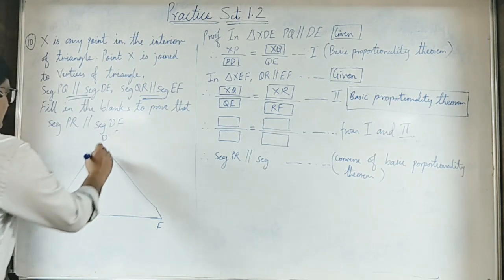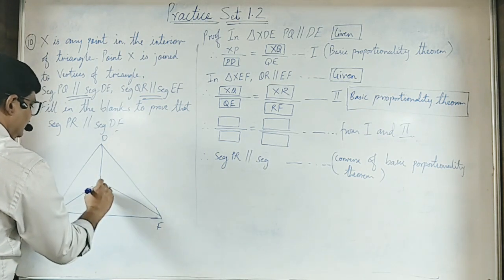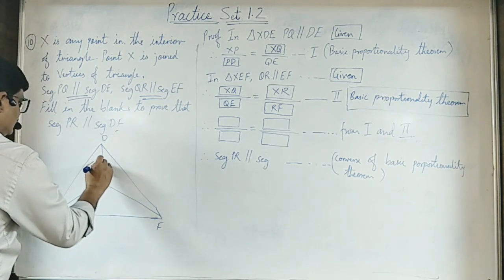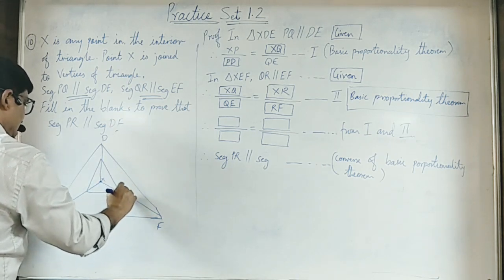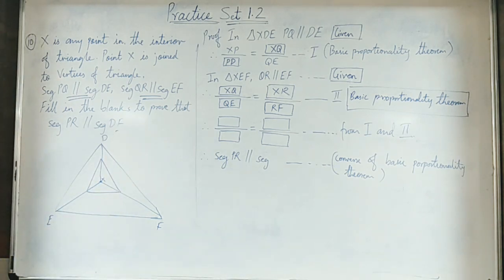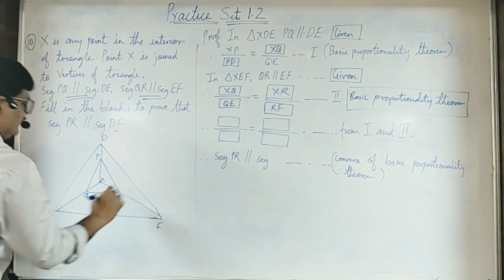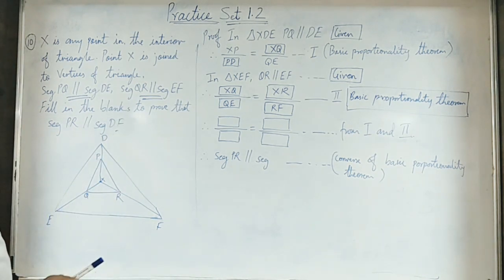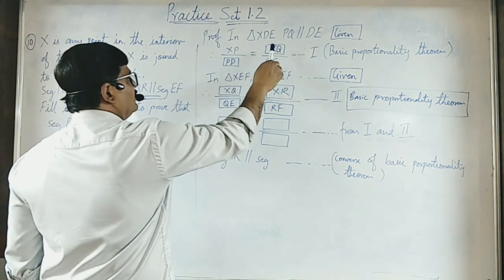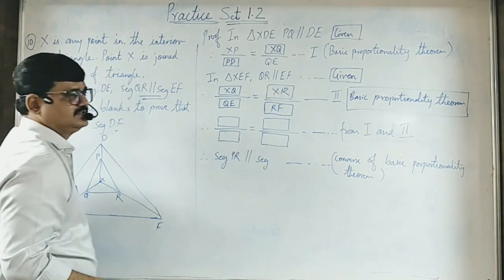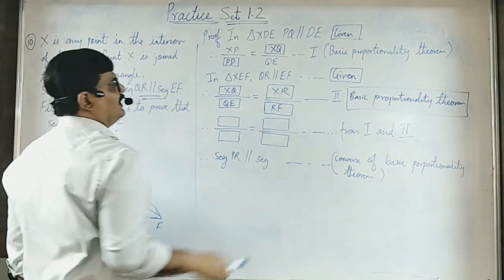And you have over here X, and then you have these lines, and the name of this is PQR. Now, here you can see from this question, XP upon PD is equal to XQ upon QE. Statement number 1. XQ upon QE is equal to XR upon RF.